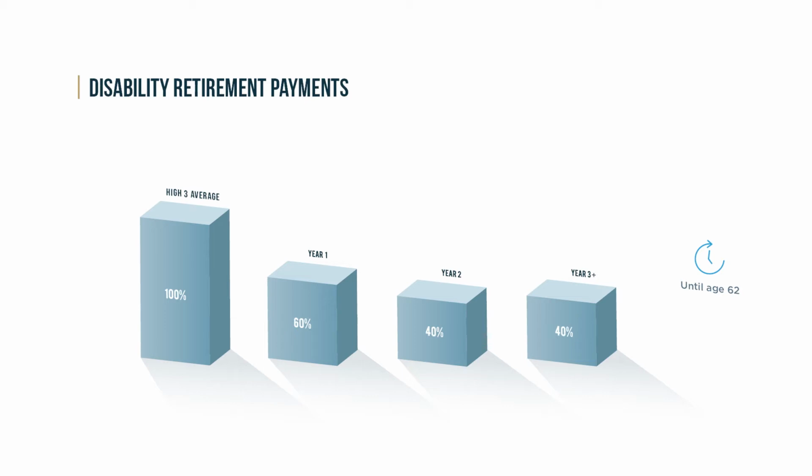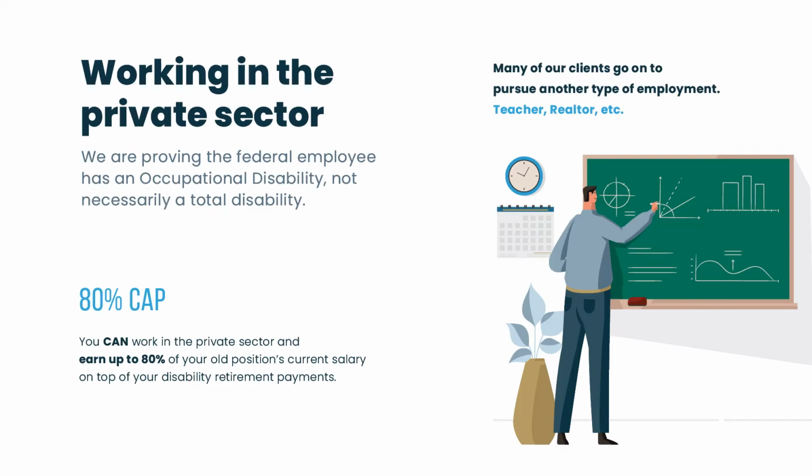Right. And this income is subject to federal income tax, correct? That's exactly right. And in addition to that 60% and 40% every following year, federal employees on disability retirement are able to continue working in the private sector, earning up to about 80% of what their position was paying. Anna, can you give us a little bit more information on that? Yeah, absolutely. So, like you said, you can earn up to 80% of your previous position's current salary.